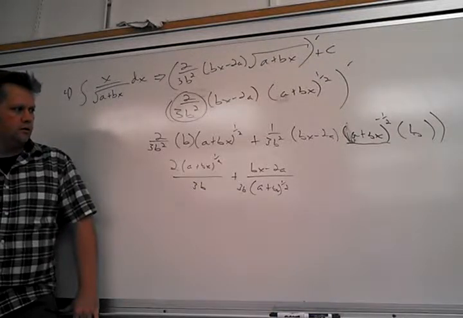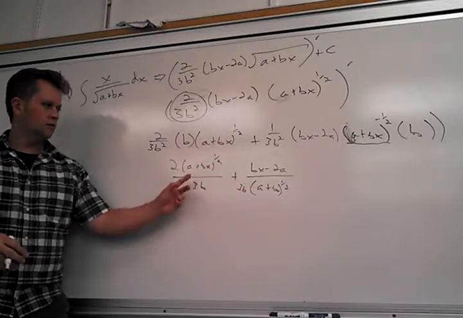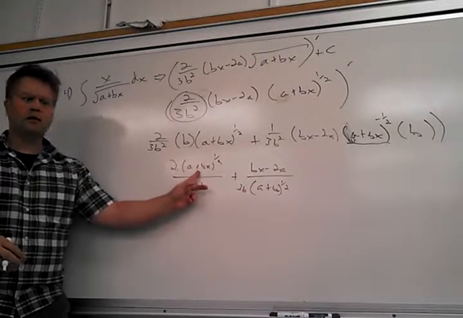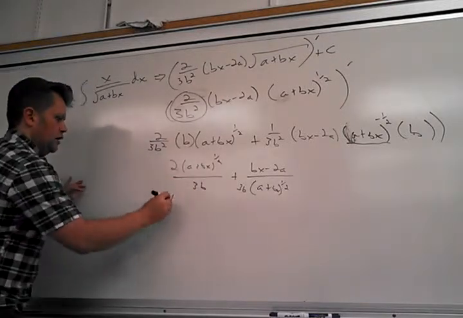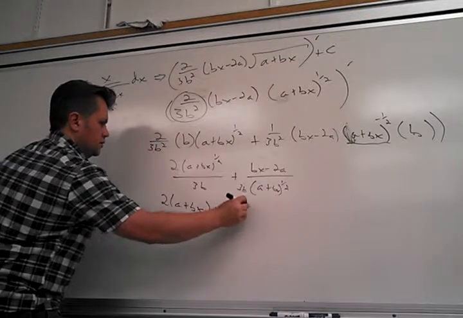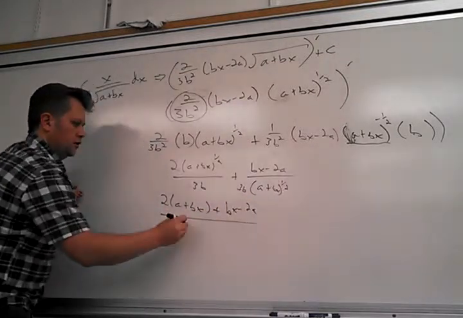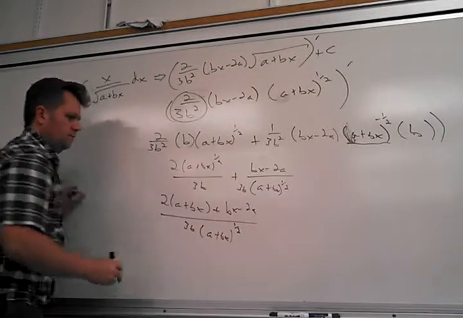Whew. So now, how do I make the LCD? Multiply this by the same thing. So it's going to be twice a full one of these plus bx minus 2a over 3b times a plus bx to the 1/2.